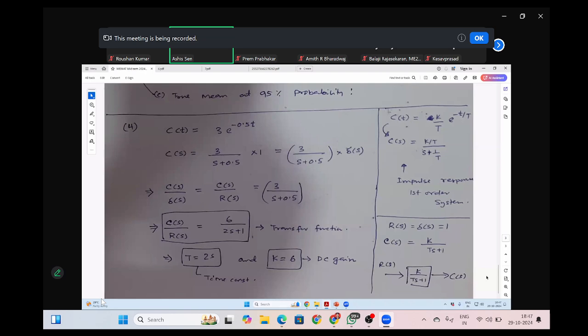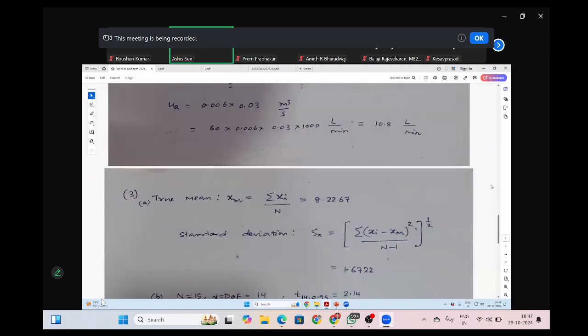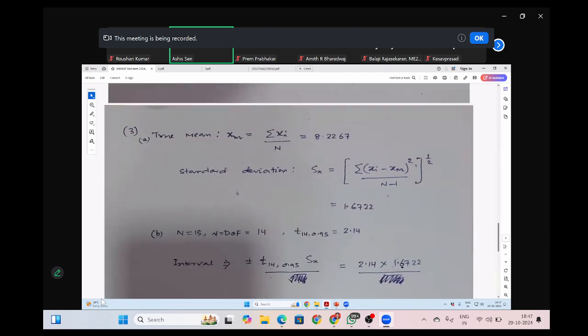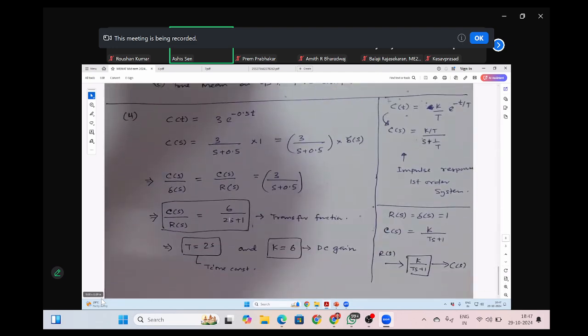So the first two questions in this, first two points we have found: 2 seconds and this is 6. Now we find the transfer function. Transfer function is also found. This is basically the transfer function. K divided by (Ts plus 1) is the transfer function.